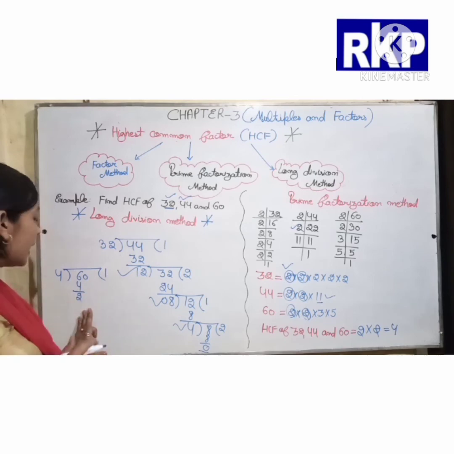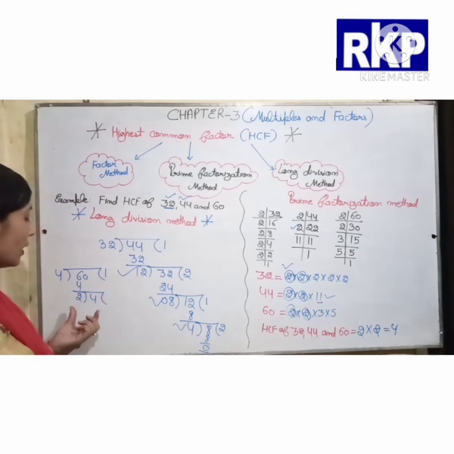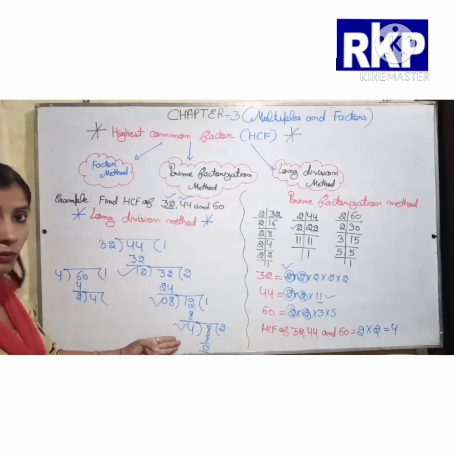Now beta, can we write like this? Can we write this 4 like this? Like this also? Like this?